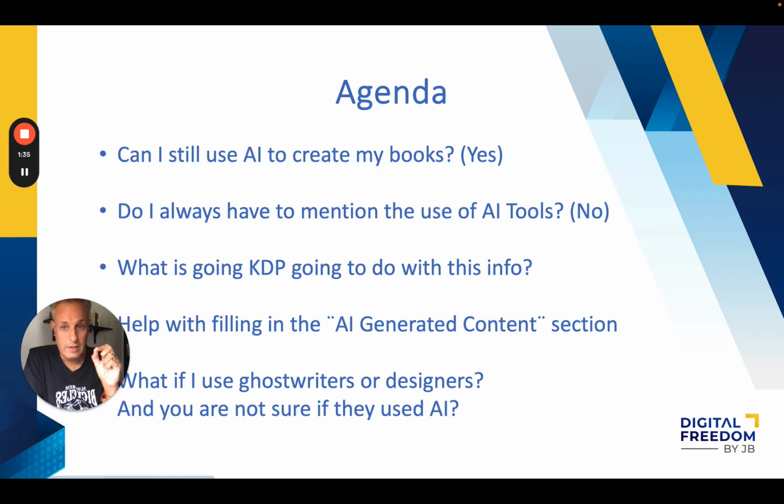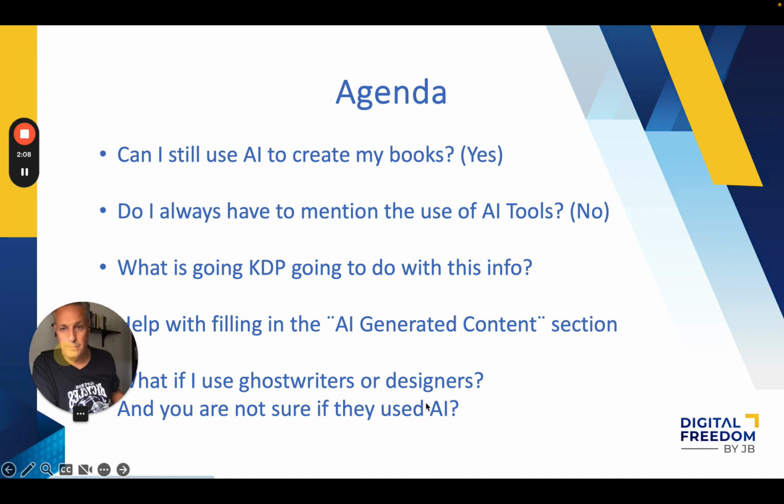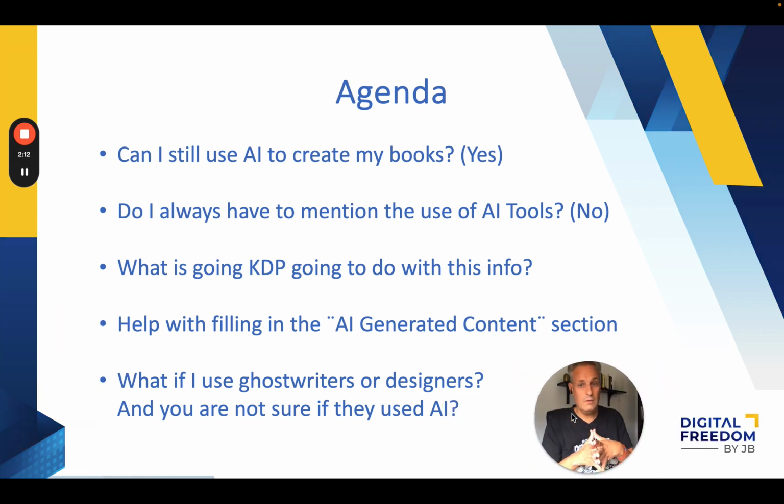So, agenda. Can I still use AI to create my books? Short answer, yes. I will dive into that next. Do I always have to mention the use of AI tools? No, you don't have to, because there are some exceptions. You can use AI tools to help you in the process, and then it's still AI assisted. I will dive into that, and you still don't have to mention it. And other times when you use AI generated content, you do have to mention it. And I will explain everything exactly in this video. So what is KDP going to do with this info? We're going to dive into that as well. I will help you filling in the AI generated content section. And what if you use ghostwriters and designers and you're not sure if they use AI? What do you do? The answer in this video as well.